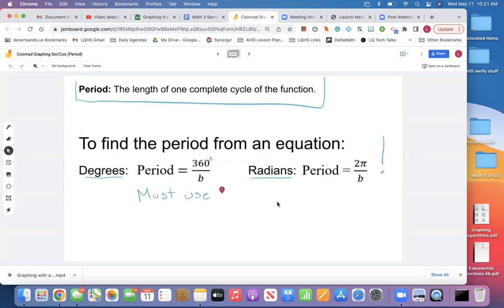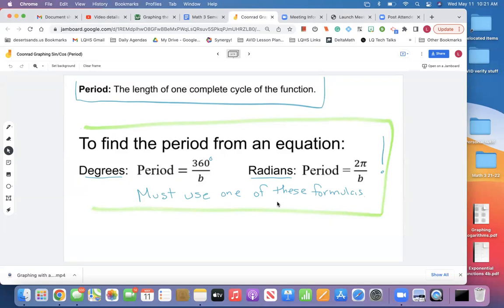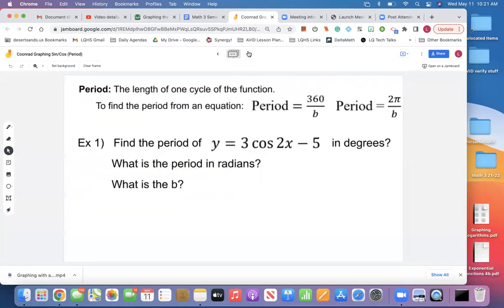If these were my notes, I would write everything down, and then I would draw a big box in my notes around it so that I could find it easily, because you can't move forward on graphing the period without it. Okay, so next page.